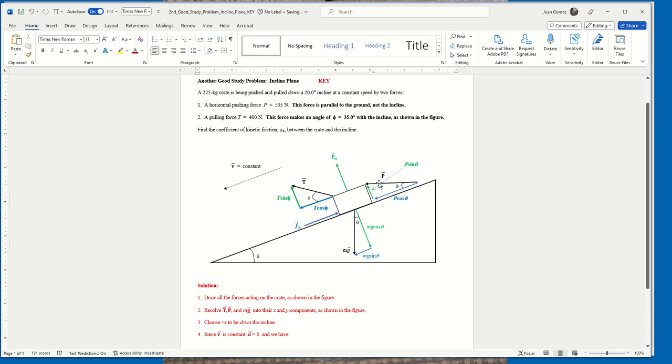Okay, so those are the components of P. The y component is P sine theta. The x component is P cosine theta. Now what about the tension force, the pulling force, the tension force T?